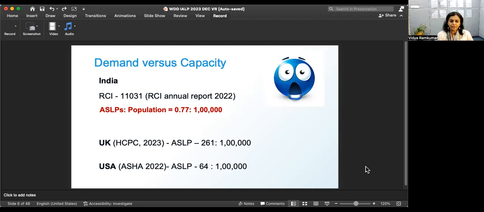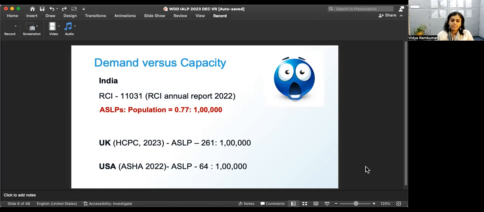And then, while it's unfair to make a comparison with an advanced country, just to give you the idea, because I'm going to talk a little bit more on why this is important, if you see UK and USA, you're looking at 261 to a lakh versus 64 to a lakh. Now, these countries actually have audiology and speech language pathology separately. So for the sake of comparison, I've pulled the data together and derived these numbers. They may be a little bit here and there, but broadly, this is what it looks like.